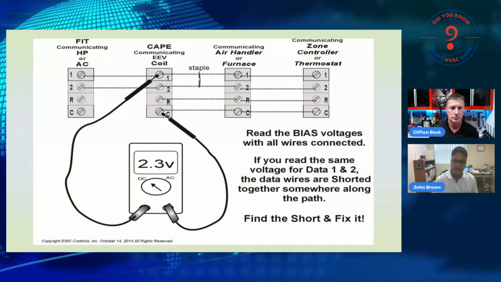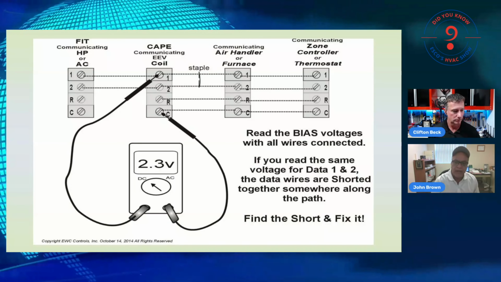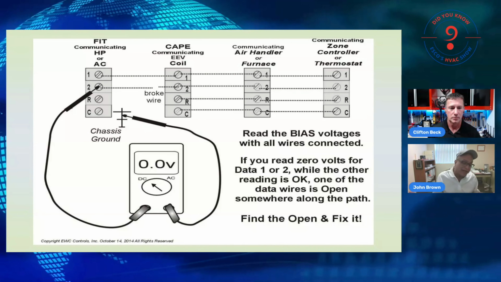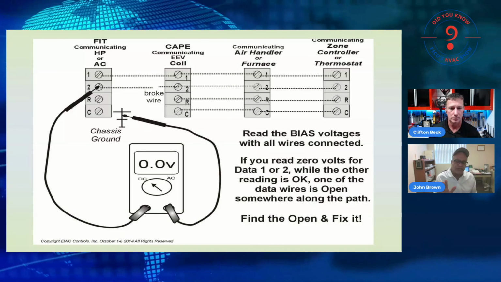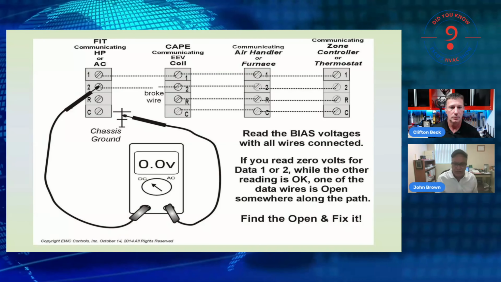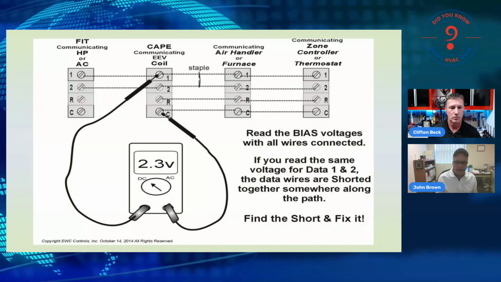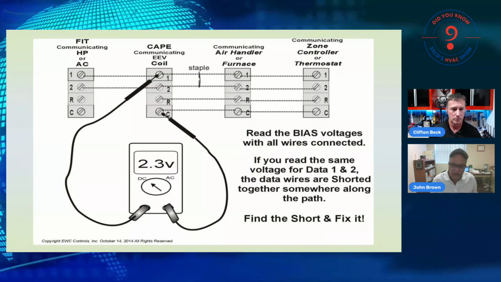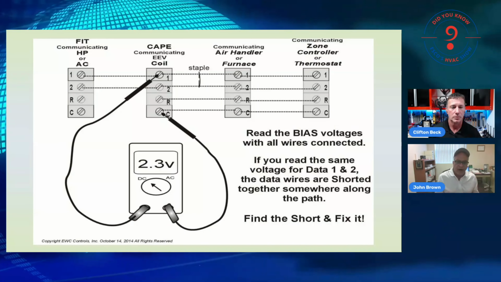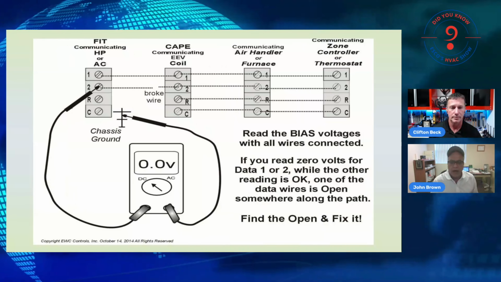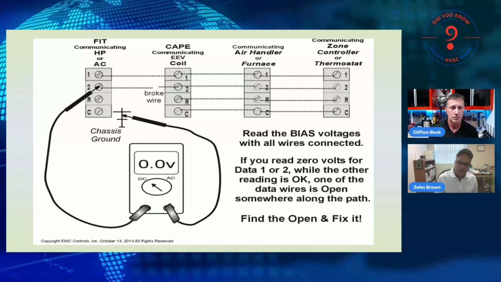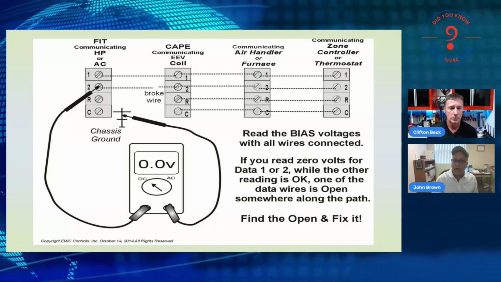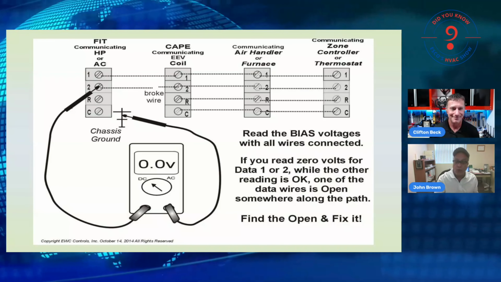Now this graphic right here shows the meter reading common to 1 and common to 2. They both read the same. You see the staple. Now the staple ideally should be across all the conductors, but it's just to show you when you're using your meter, trust your meter. It will tell you when there's something wrong. Now, so you need to find that short. If the voltages read the same, there's a short. Find it, fix it, and move on. Right. If one data circuit reads good, say 2.3 or 2.8, and the other one reads 0, you've got a broken wire somewhere.